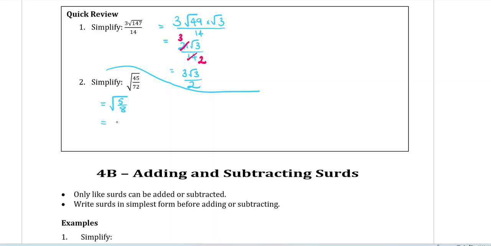Then we split the surd apart to be square root of 5 on the top over square root of 8 on the bottom. The square root of 8 on the bottom can be split apart to be root 4 times root 2. And the square root of 4 is 2, so we have root 5 over 2 root 2. Now, ideally, after we have done our rationalising section, we would rationalise the denominator of that fraction.